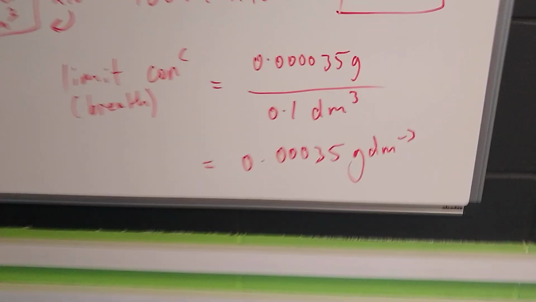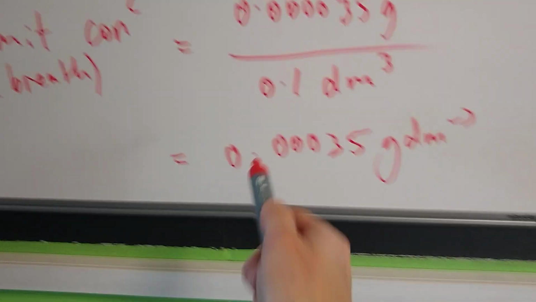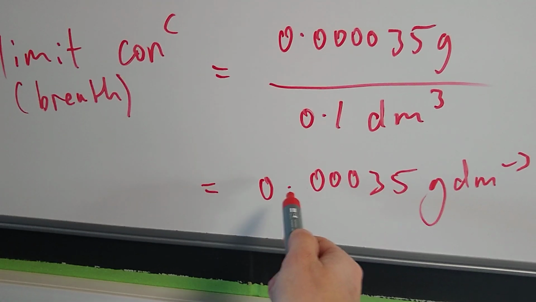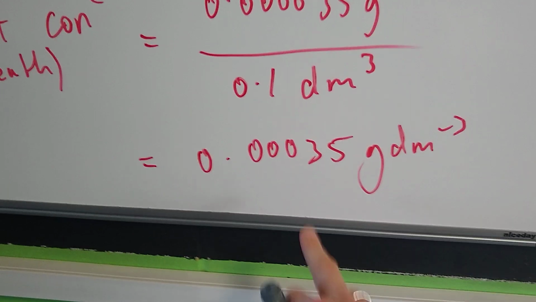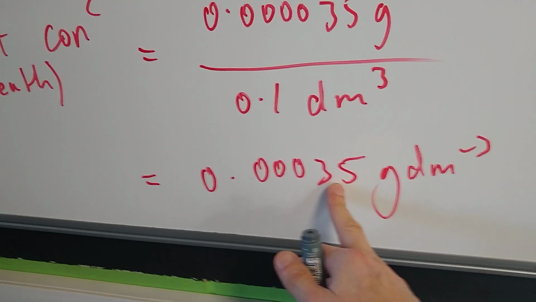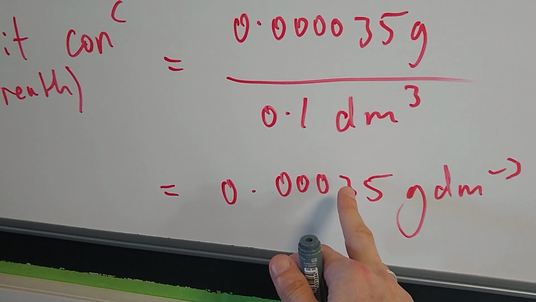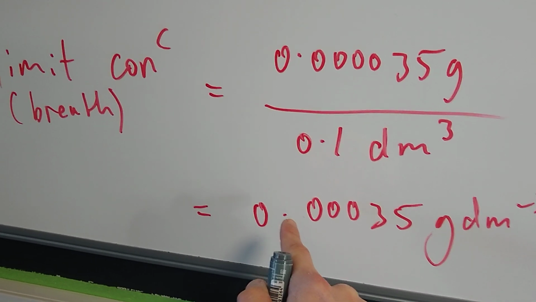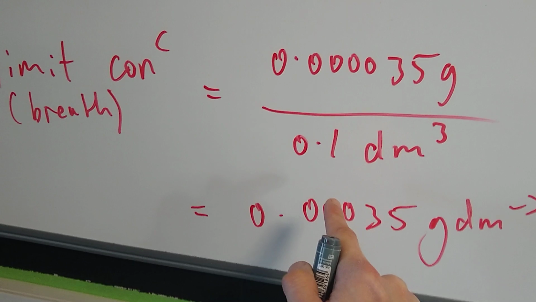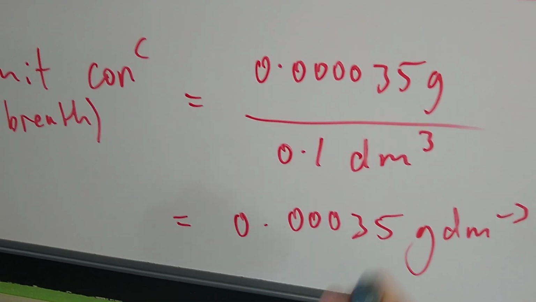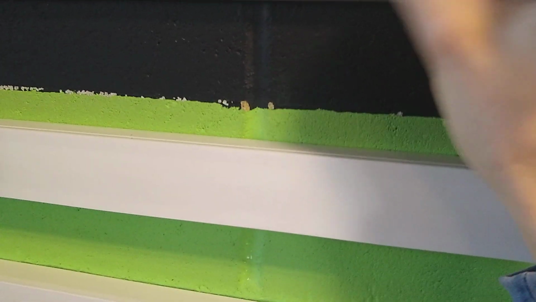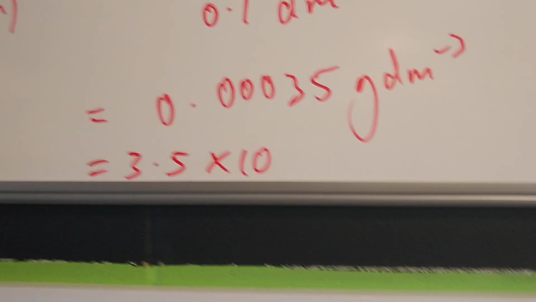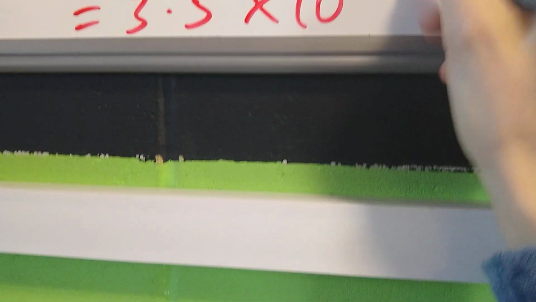So if we're going to go into standard form, how are we going to do that? Think about moving the decimal point. Standard form, you want to have a single digit number with decimals after it. So here that's going to be 3.5. So how many places does the decimal need to move? 1, 2, 3, 4. So that's going to be 3.5 times 10 to the minus 4 grams per decimeter cubed.